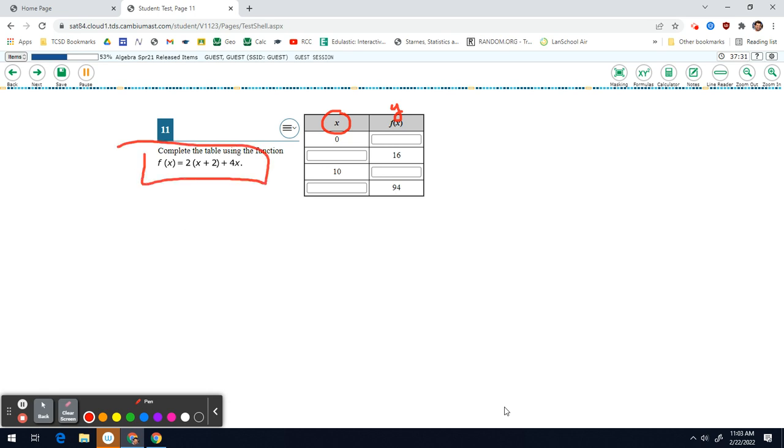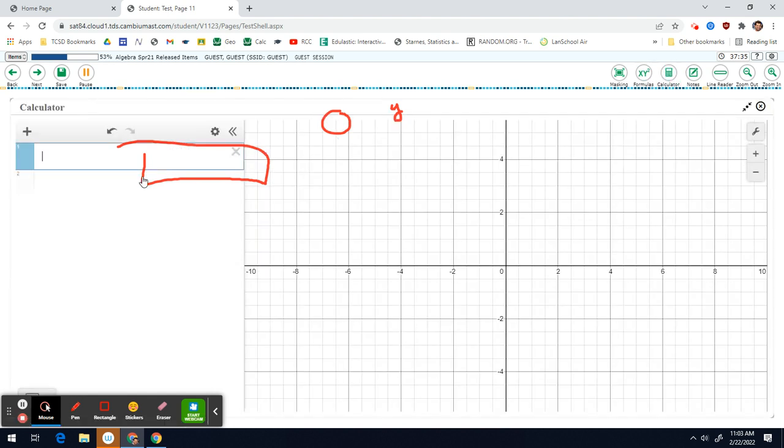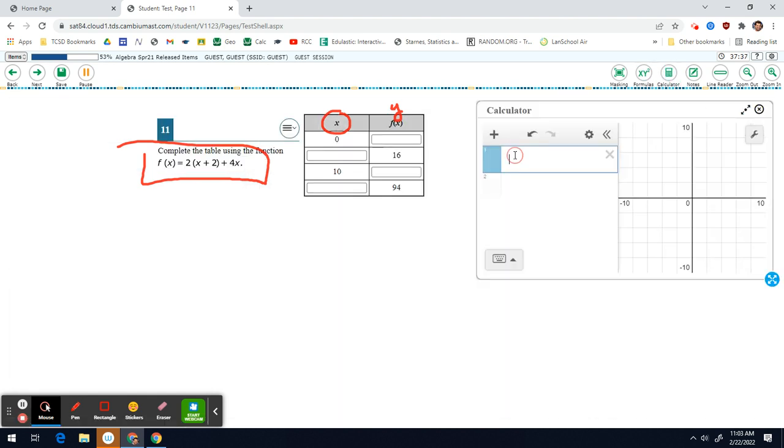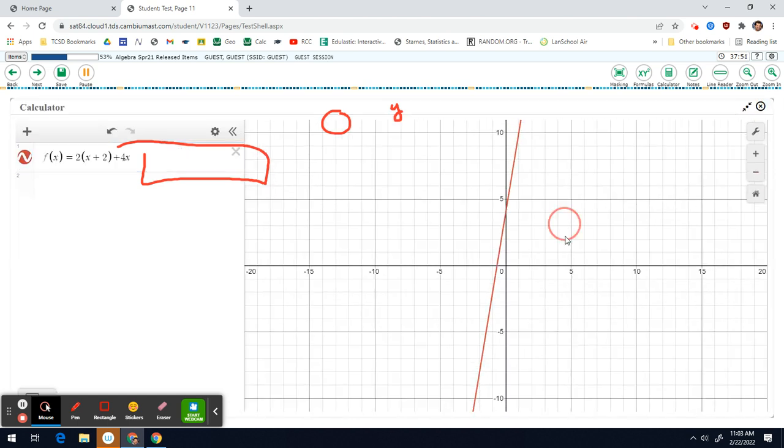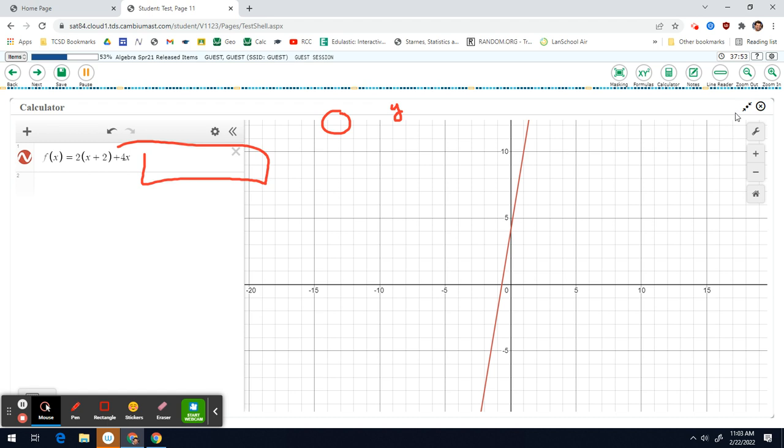I have this function. Let's go and graph it in Desmos. So f of x equals 2 times (x plus 2), close parenthesis, plus 4x. Okay? And it is a linear equation, so it's a linear graph, right? So there you go. So we can do a couple things, right?